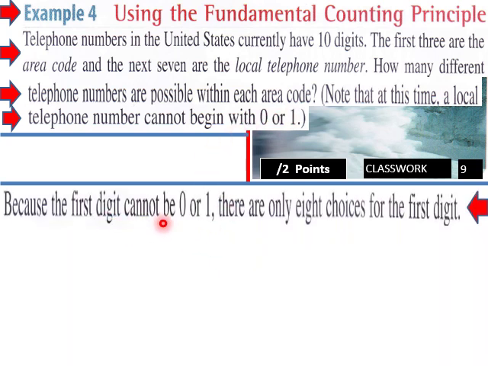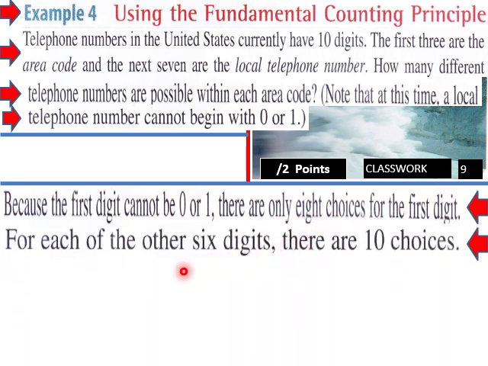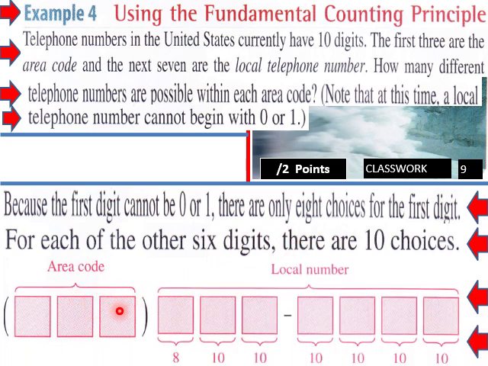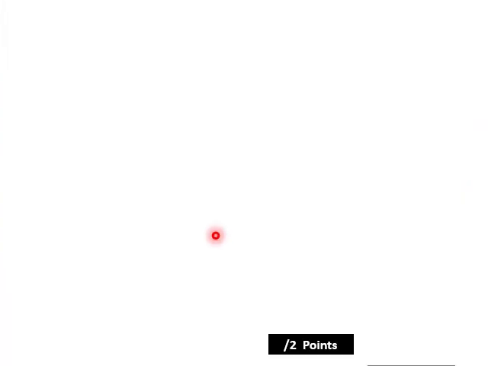Because the first digit cannot be 0 or 1, there are only 8 choices for the first digit. For each of the other 6 digits, there are 10 choices. So here's your area code, and then this will be your local number here. We have 8 choices here, 10, 10, 10, 10, 10. We're trying to find, in the next 7 that are local, how many different telephone numbers are possible within each area code.